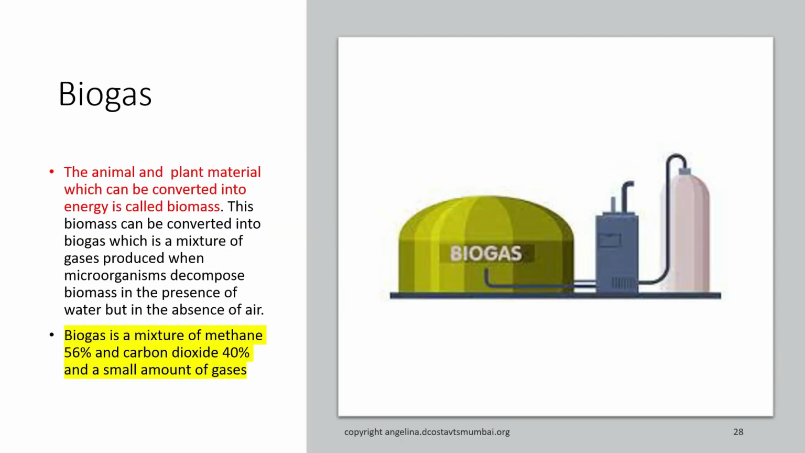We come to the last of the non-conventional sources of energy, and that is biogas. Animal and plant material which can be converted into energy is called biomass. This biomass can be converted into biogas, which is a mixture of gases produced when microorganisms decompose biomass in the presence of water but in the absence of air. Biogas is a mixture of methane 56%, carbon dioxide 40% and a small amount of other gases.